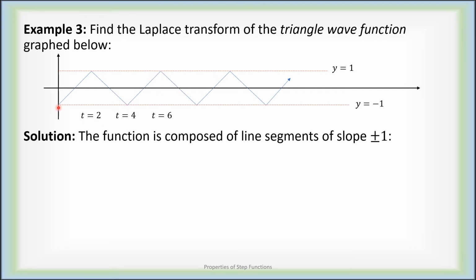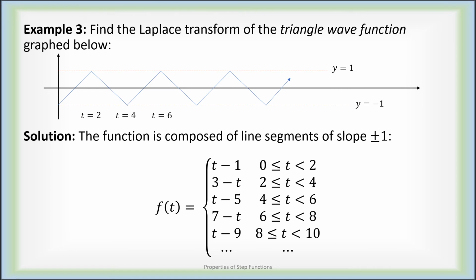So from t equals 0 to 2, it goes up, then from 2 to 4, it goes down, and so forth. We can write this in a piecewise manner, like this. We would just have to find the equations of all of these different lines. Now from 0 to 2, we have the line t minus 1. From 2 to 4, we have 3 minus t. The slope is now -1. Then from 4 to 6, we have t minus 5, and we can keep going in this manner.